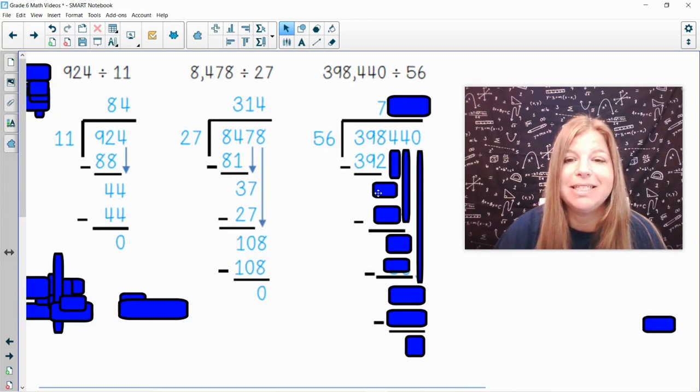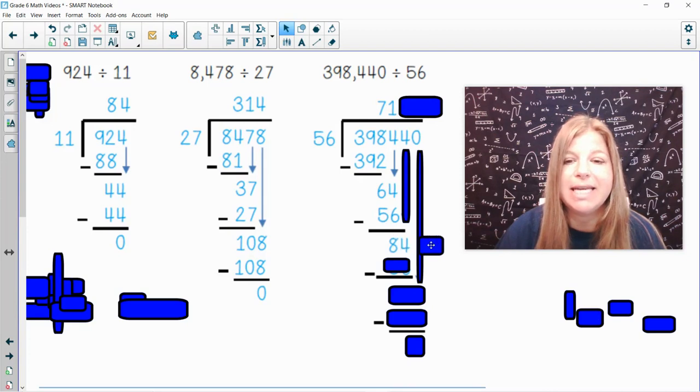398 minus 392 is 6. Then we bring down the next number and make that a 64. How many times does 56 go into 64? Once. 56 times that 1 is 56. We go ahead and subtract. 64 minus 56 is 8.